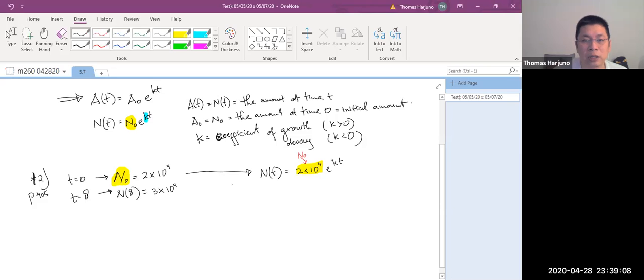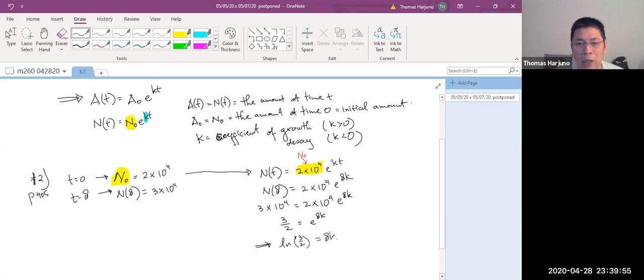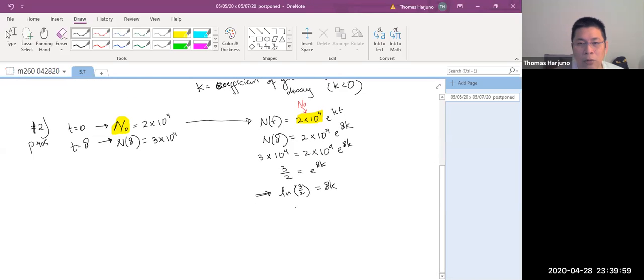Okay, and then using the second number, N(8) equals 2 times 10 to the 4th e to the 8k. At the same time, we know that the number of bacteria at time 8, at the 8th hour, is 3 times 10 to the 4th. Now, what we will do next, we will solve for that k. I divide by 10 to the 4th, cancel, so I have 3 over 2 equals e to the 8k. Now change this into logarithmic form. Natural log of 3 over 2 equals 8k. So k equals 1/8 of natural log of 3/2.